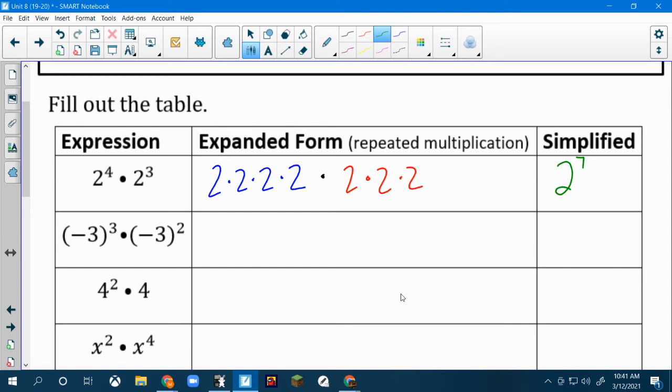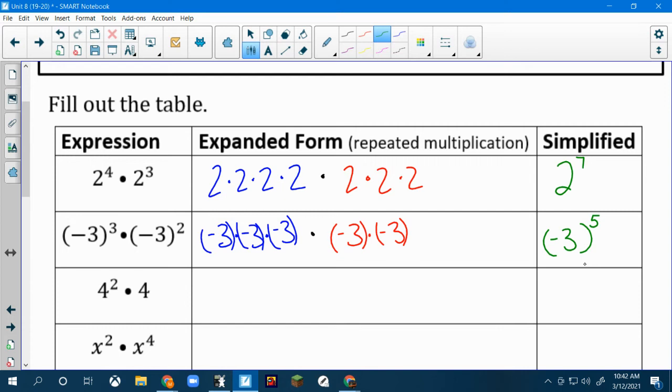Okay. Again, when in doubt, expand it out. When I am taking negatives, I do the same thing. Negative 3 to the third, that's negative 3 times. Negative 3 squared is negative 3 2 times. And you should always do that as well, but I didn't. Okay, when we count them out, how many total do we have? We have 1, 2, 3, 4, 5. We have 5 negative 3s, so that's negative 3 to the 5th.